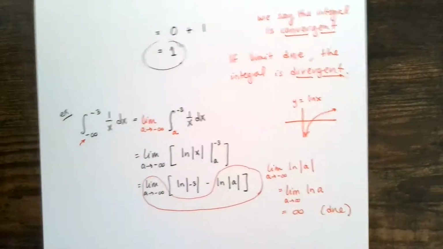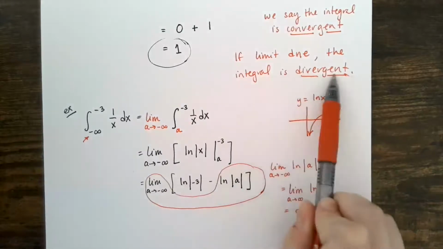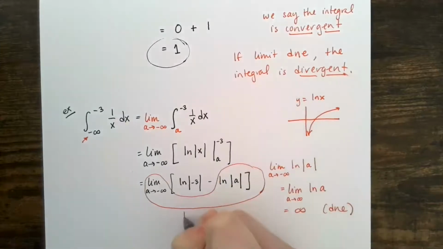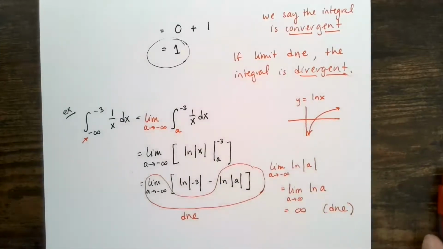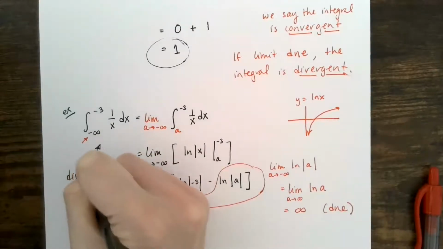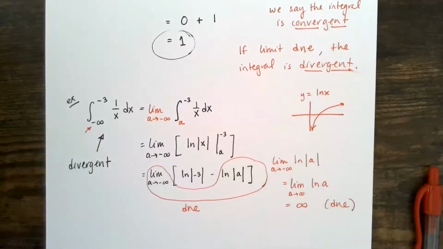And really, all we care about is that it doesn't exist, right? Equaling infinity is just a special case of DNE. So this limit doesn't exist, which means that we have the second scenario here. So as soon as we decide DNE, we stop. We're not going to compute the rest of the answer. We're just going to say that this integral that we started with is divergent. And that's actually how we answer the question.